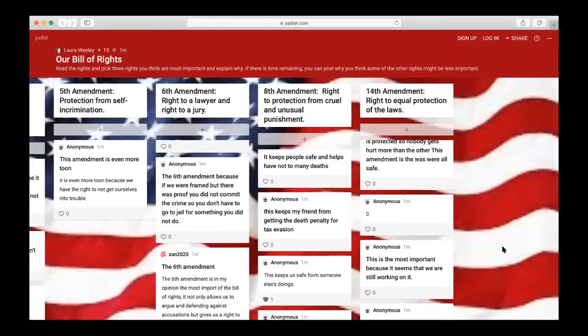This is important because the rights should all be equal and have equal protection. Yeah, for the 14th, this helps everyone to be equal, so nothing is unfair.